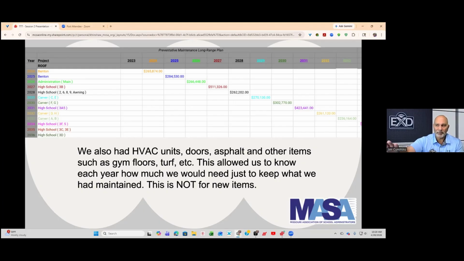And so getting it on a schedule allows you and the board and future administrations to see these are the things that we've planned for that we need to keep current. Because especially, well, in any district, your taxpayers typically paid for the asset the first time. What are you doing to plan to maintain it, to take care of it, so that you're not going back to them for things that are broken down because you didn't take care of them? And again, this is not for new items. This is for preventative, taking care of the things you have.